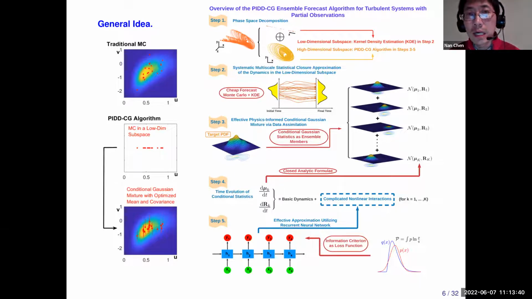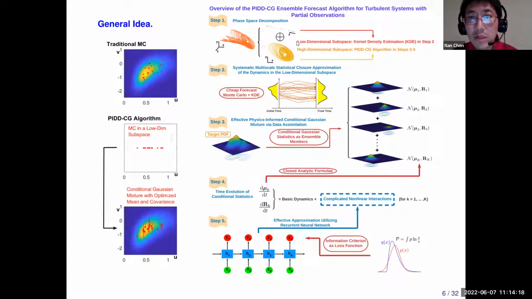So let's start with a high-dimensional complicated system. And the first step is to do some phase-space decomposition. And following the general idea on the left, what we will do is we decompose this entire phase space into 2 subspaces. And one subspace has low-dimensional features. And for this one, we will use Monte Carlo simulation or kernel density estimation to estimate the PDF. Then the remaining subspace will be high-dimensional. Then we will explore this conditional Gaussian mixture idea to do that.